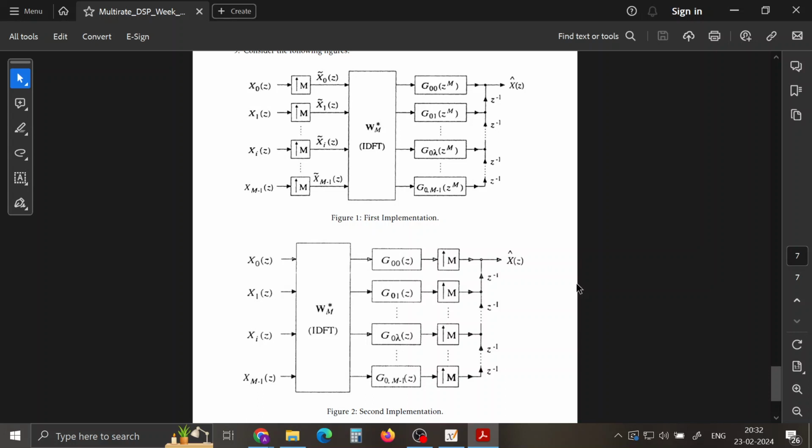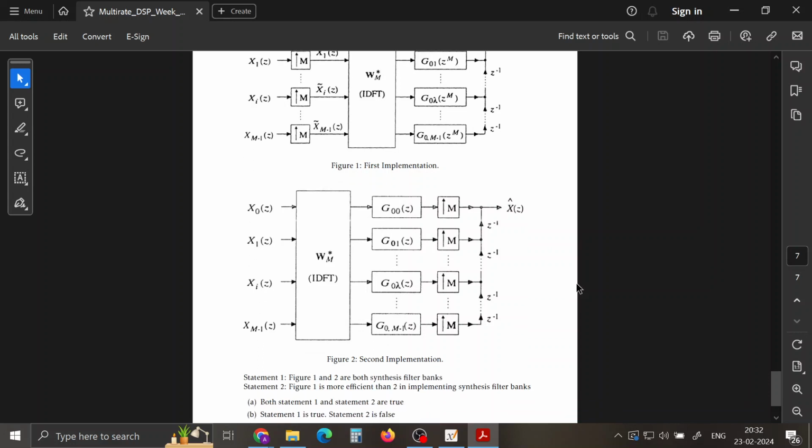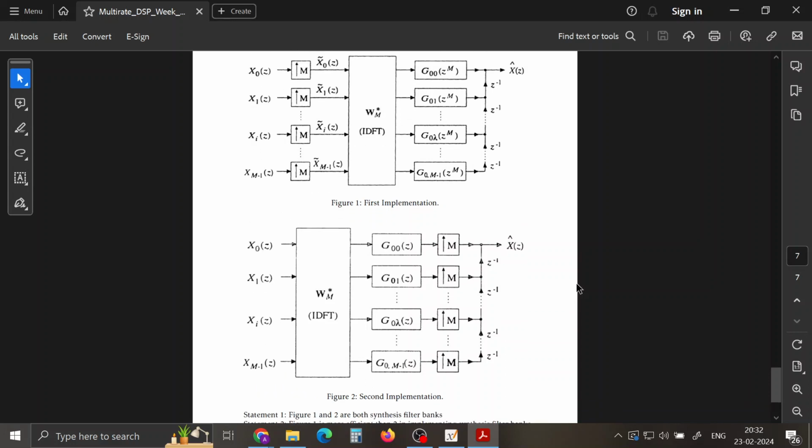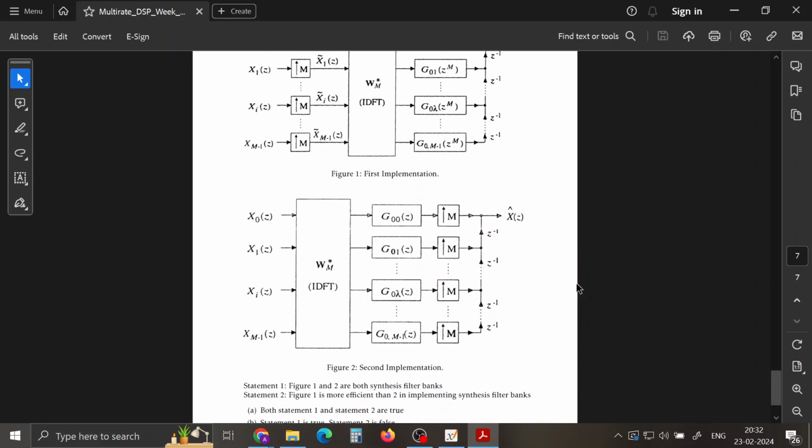Okay, so what does our first statement tell us? Let's see. The first statement is telling that figure 1 and 2 are both synthesis filter banks.